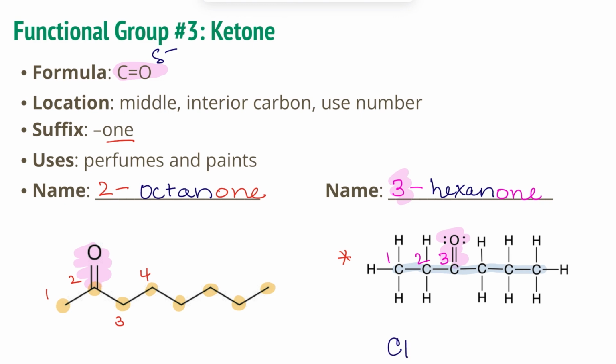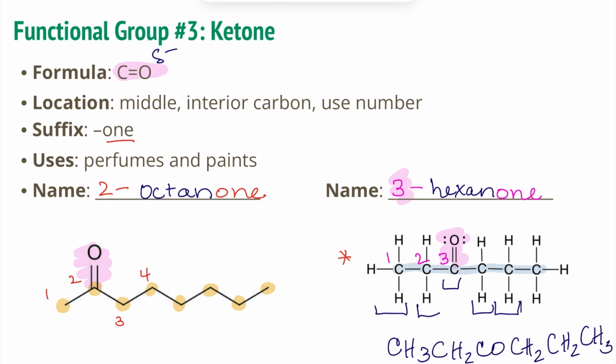If I wanted to write out my condensed formula, I can do that with my first carbon, and I have 3 hydrogens on it, so CH3. My next carbon, I have CH2. Then I have that CO functional group. Then I have CH2. I have another CH2 and CH3 as the end there. So that would be the condensed formula.